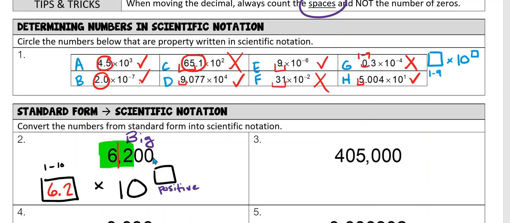We know that when we start, the decimal point is at the end of the number here. So now I'm going to count the number of spaces that I need to move to get where I drew that red line. So I'm going to count 1, 2, 3 spaces. So that means that we're going to multiply by 10 to the third power. So to neaten that up a little bit, we're going to do 6.2 times 10 to the third. So that would be our answer in scientific notation.